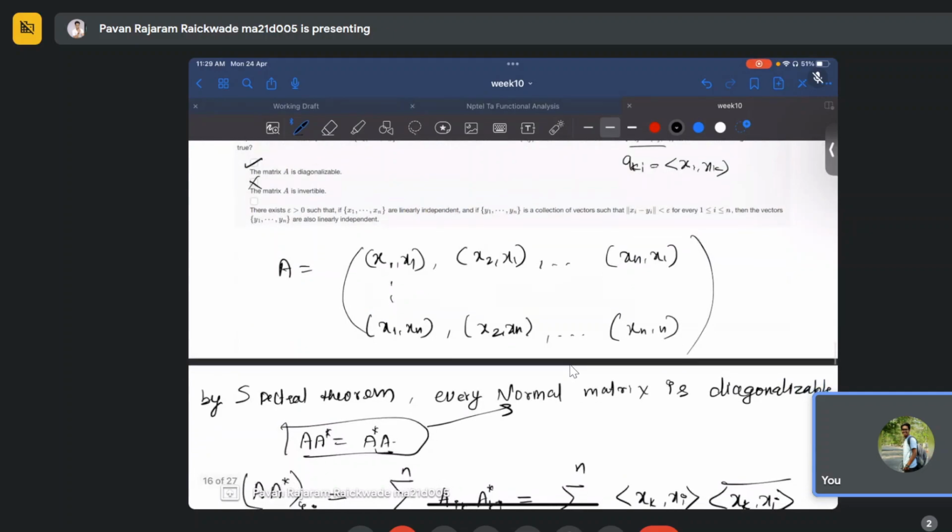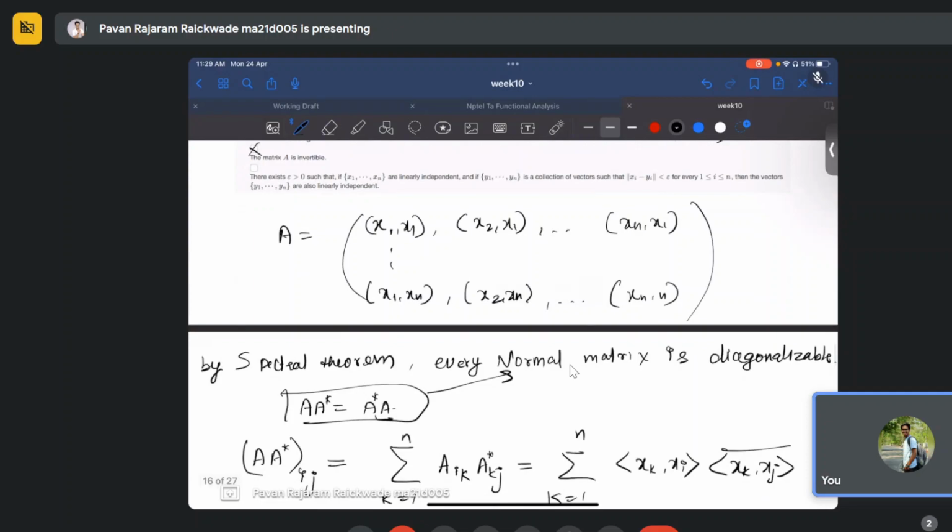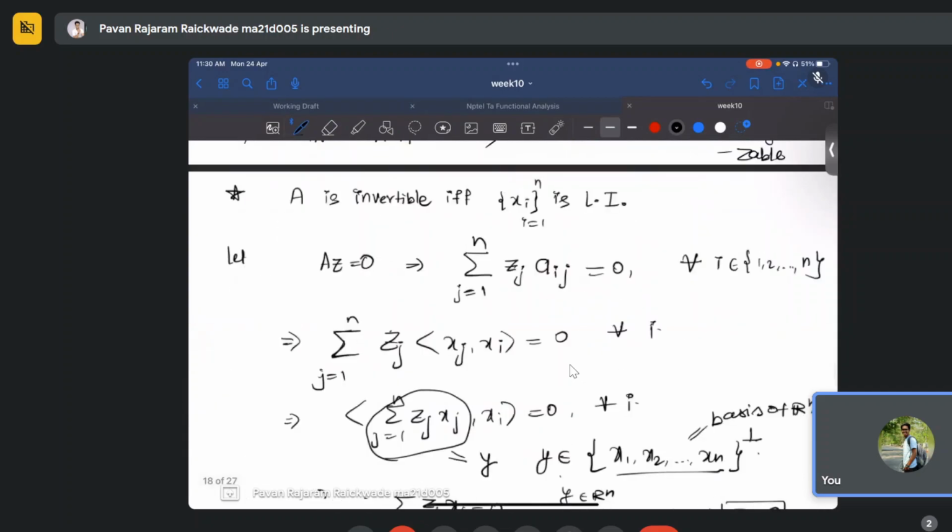Okay, so now this is going to be used in option C. In option C, what we want is that there exists a positive epsilon such that if x1 through xn are linearly independent, then for every y in the epsilon neighborhood of x, the set yi is also linearly independent. That's what we want to show.